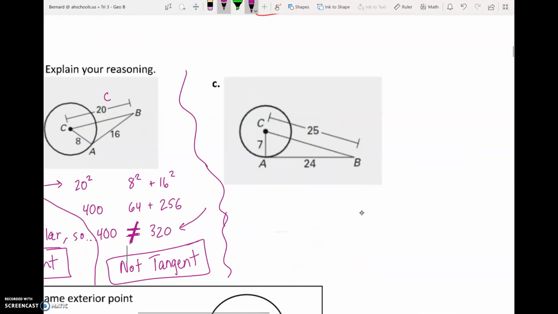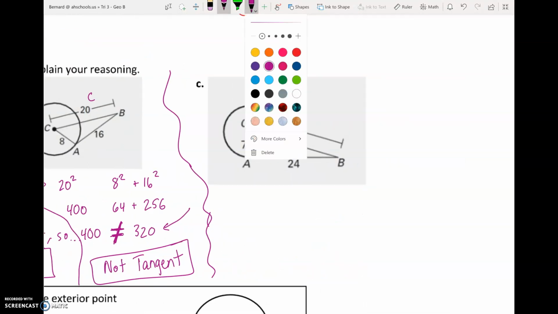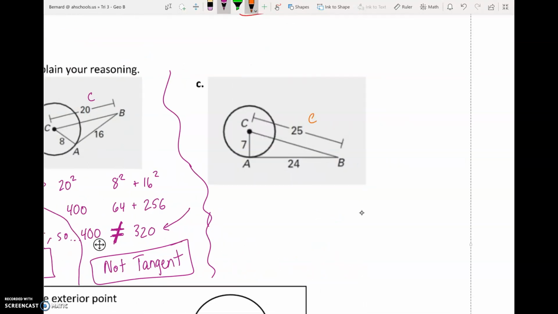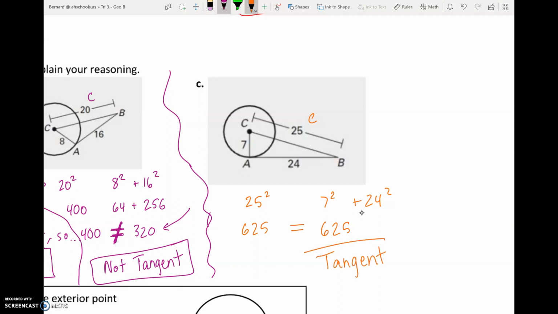So let's try one more. Decide which letter or which value is C. 25 is the biggest, so that'll be C. So let's compare 25 squared to 7 squared plus 24 squared. We're going to do this a little bit quicker this time. On the left, 25 squared is 625. If we just do this whole calculation on the right, 7 squared plus 24 squared, we will get 625, which is great. 625 equals 625. So because it works, we know AB is actually a tangent.